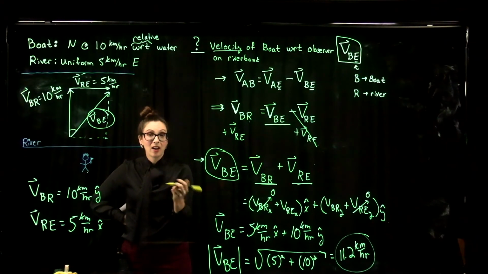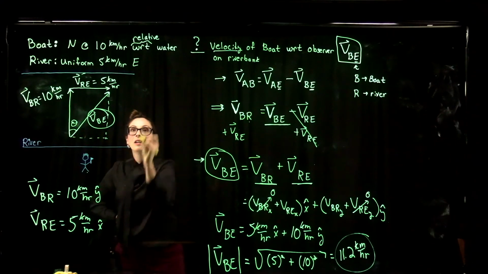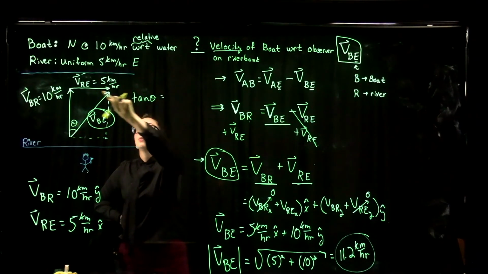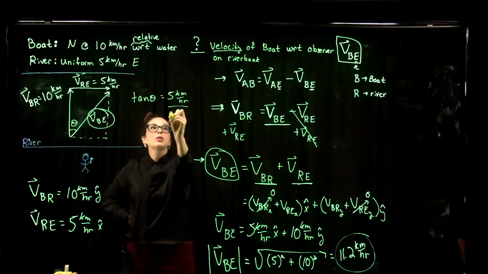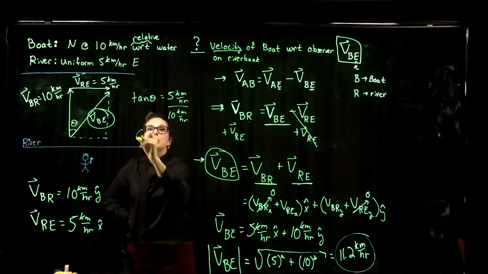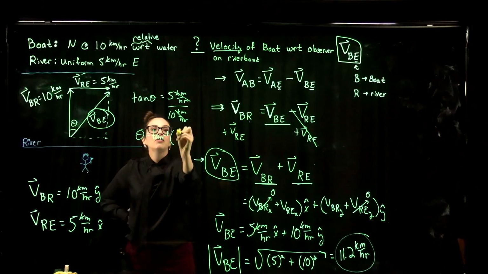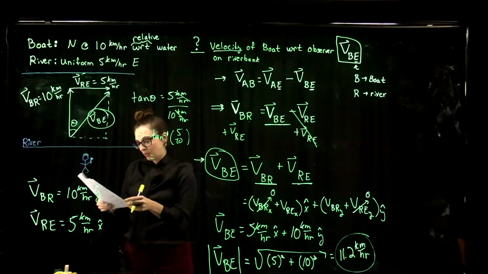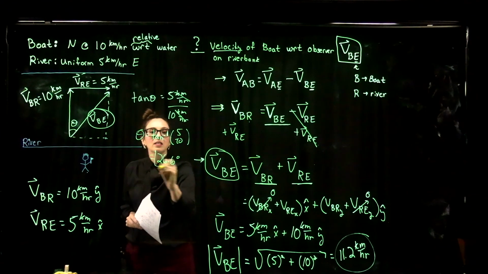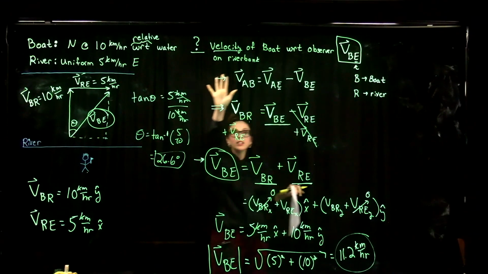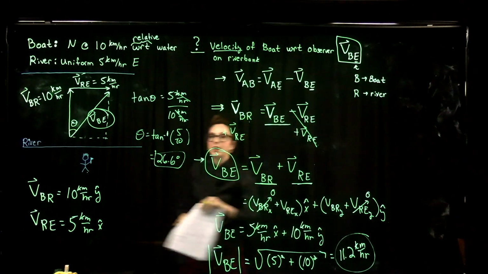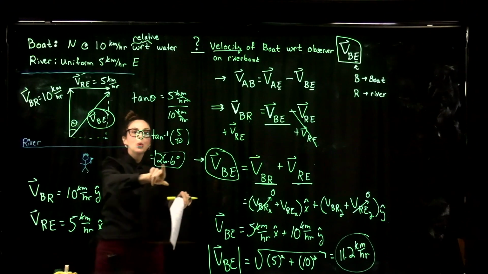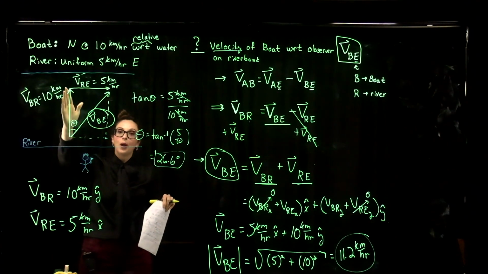And in order to do that, you can use the tangent of theta. So if this is our angle theta right here, then we can say that tangent of theta is equal to opposite, so that would be our 5 kilometers per hour, over adjacent, which would be our 10 kilometers per hour. So theta is going to equal, these units cancel, the inverse tangent of 5 over 10, and then that turns out to be 26.6 degrees, okay? So the velocity of our boat with respect to our observer on the riverbank then is 11.2 kilometers per hour at an angle of 26.6 degrees from due north.